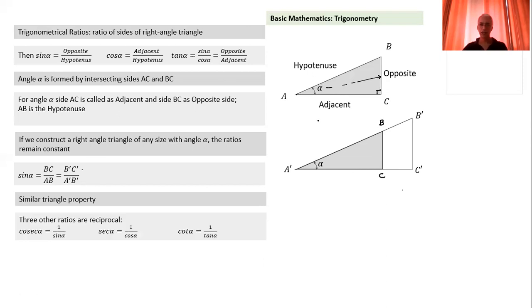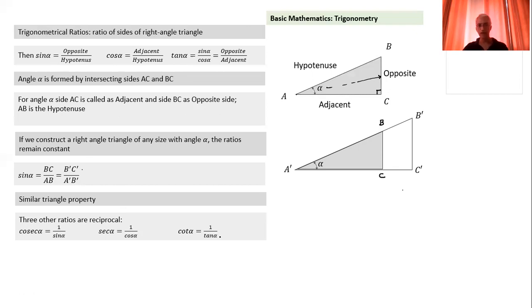What are the three other ratios? We have talked about three ratios, sine, cos, and tan, which are the more common ones. If we take the reciprocal, there are three other ratios. Reciprocal of sine alpha is called cosec alpha. Reciprocal of cos alpha is called sec alpha. Reciprocal of tan alpha is cot alpha. So cosec alpha will be equal to hypotenuse by opposite side.